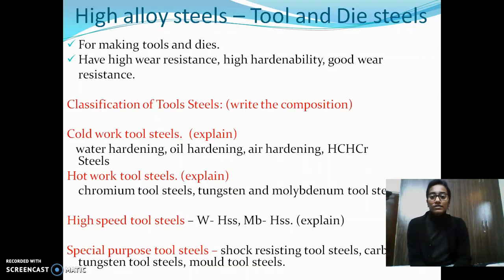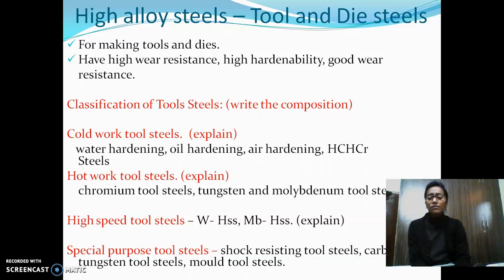So under high alloy steels, we have tool and die steels. These are used for making tools and dies. They have high wear resistance, high hardenability, good wear resistance. So tool steels are classified into 4 types. The first being the cold work tool steels, which are again classified into 4 types.